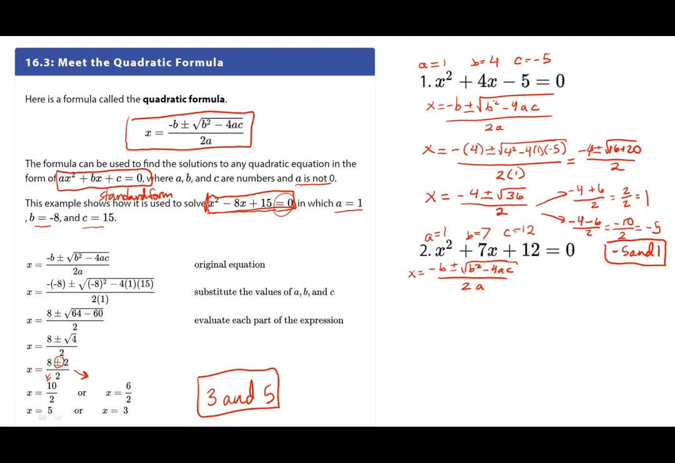Another version that I find kind of fun is if you know Adele's song Rolling in the Deep, you can have a little bit of musical fun with this. We go, it's negative b plus or minus square root of b squared minus 4ac all over 2a.